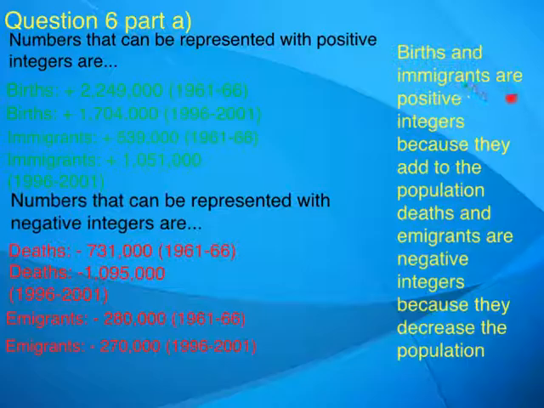Births and immigrants are positive integers because they add to the population. Deaths and emigrants are negative integers because they decrease the population.